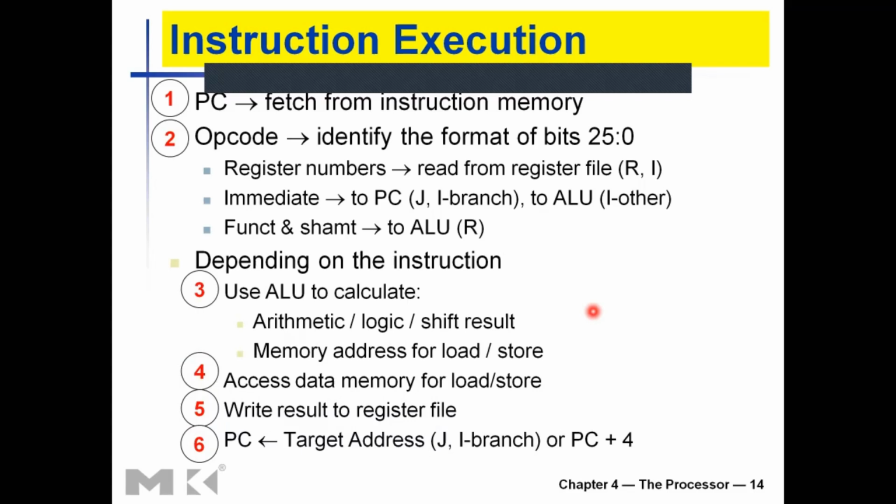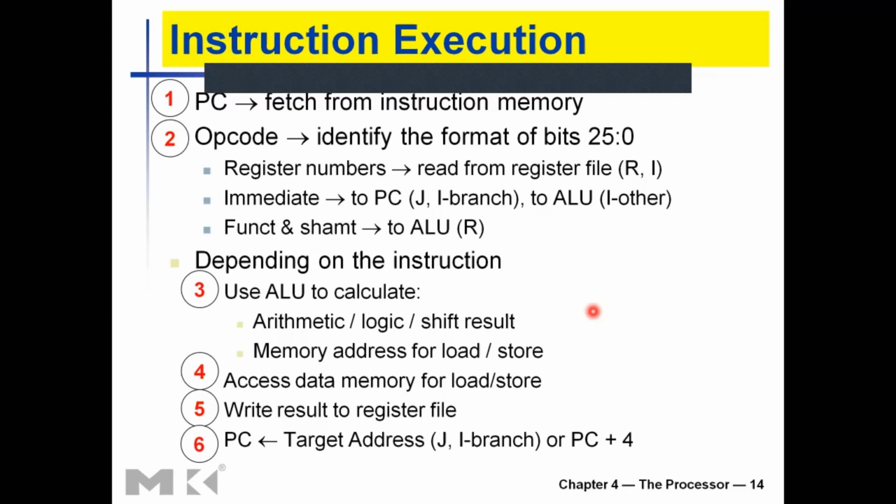Once you have completed the memory access, or if your instruction was not a memory access instruction, you need to write your result to the register file if you have a result. Some instructions may not have a result, some instructions have a result. If you have a result, you need to write it into the register file. Finally, the sixth thing is to update the program counter.